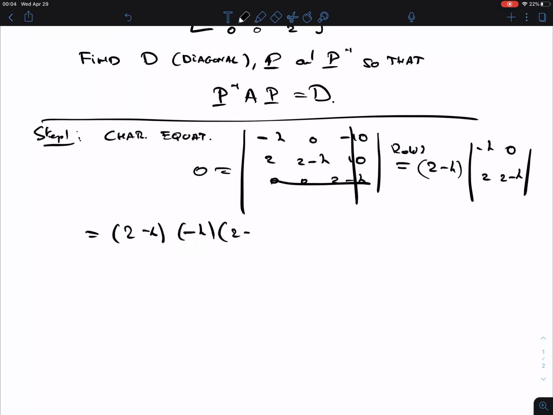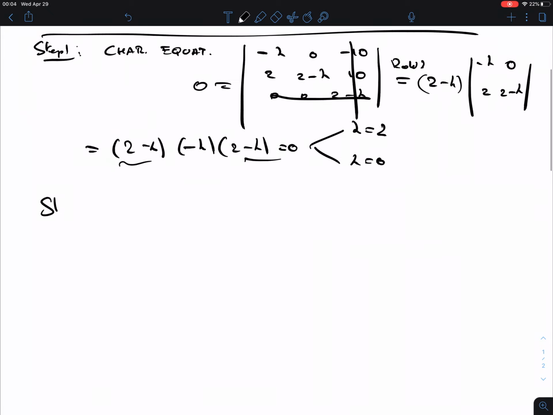and the off diagonal is 0. So this is equal to 0, and we see that the two roots are lambda equals 2 and lambda equals 0, but lambda equals 2 appears twice. So we're going to have two eigenvectors in the eigenspace for lambda equals 2. So let's do this first.